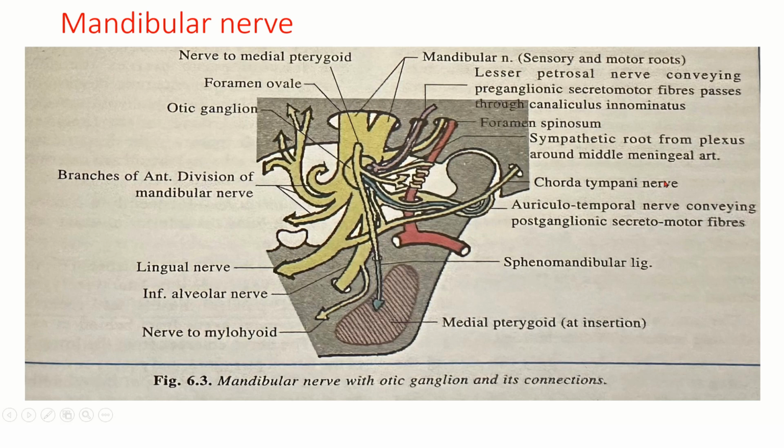And you can see these are the posterior division branches. You can see this is the auriculotemporal nerve which encircles the middle meningeal artery, and this is the inferior alveolar nerve, and this is the mylohyoid nerve, which is the only motor component passing through the inferior alveolar nerve. And this is the lingual nerve, and this is the chorda tympani nerve coming and joining the lingual nerve. So this chorda tympani carries the taste sensation from anterior two-thirds of tongue, and the lingual carries the general sensations from the anterior two-thirds of the tongue.